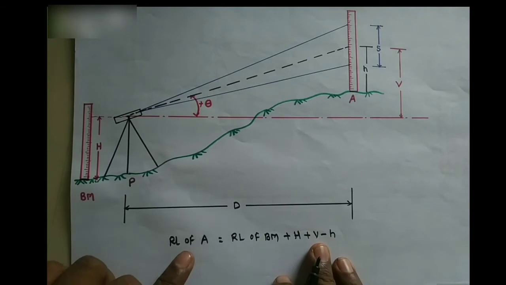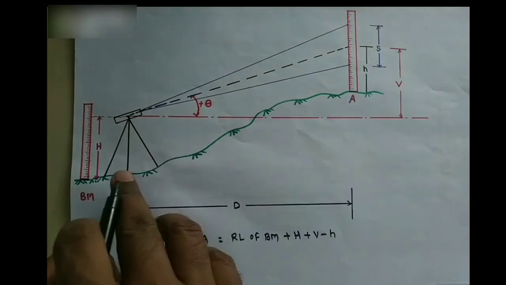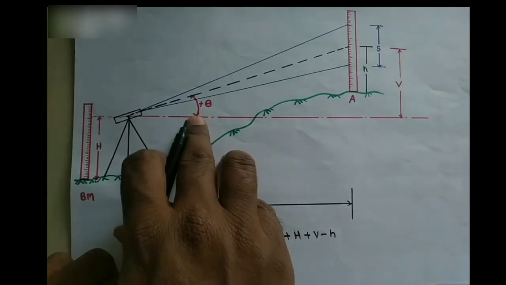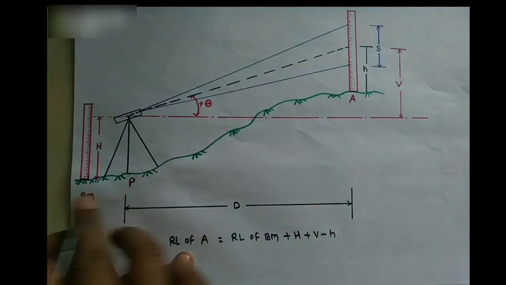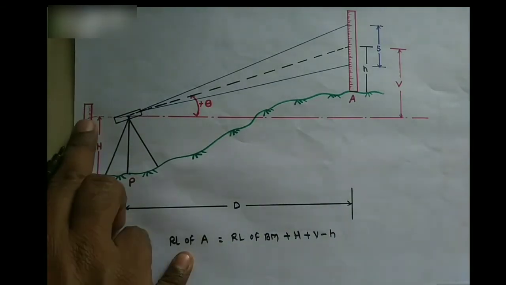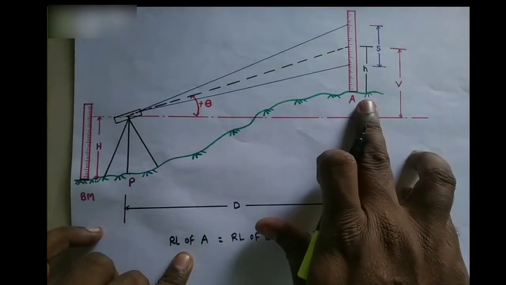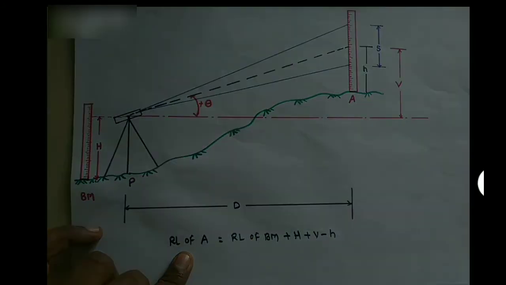In this way you can calculate if the staff is held vertical and only one instrument station is there, only one staff is there, and if the angle of elevation is given, the formula for finding the RL of A becomes RL of benchmark plus staff reading at benchmark plus elevation minus h. Okay, got this? Note it down.